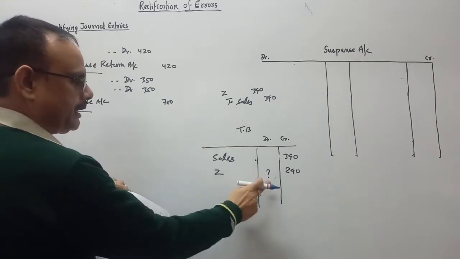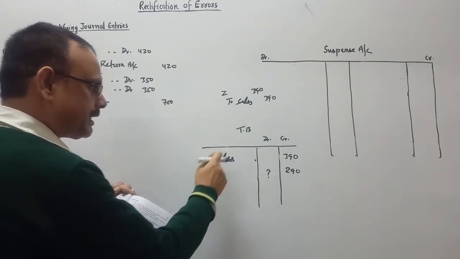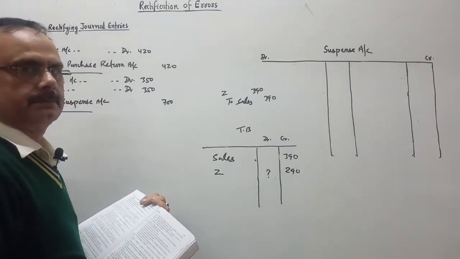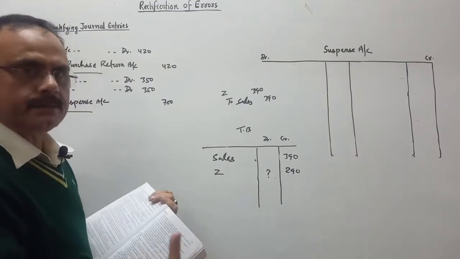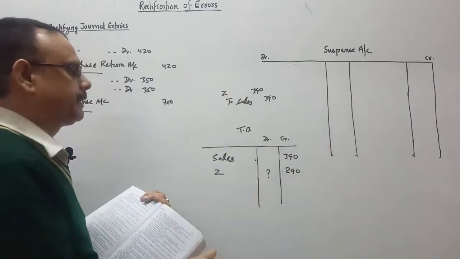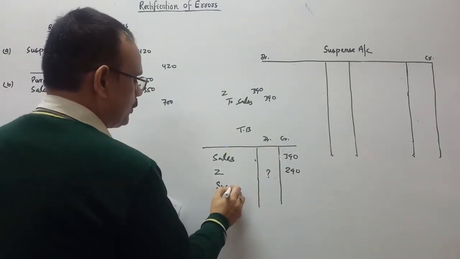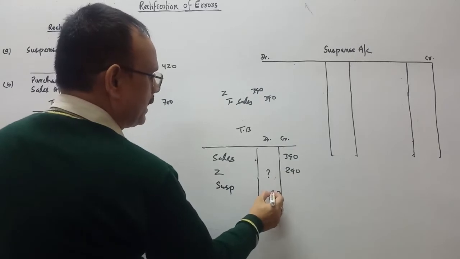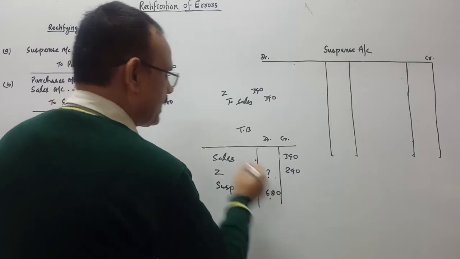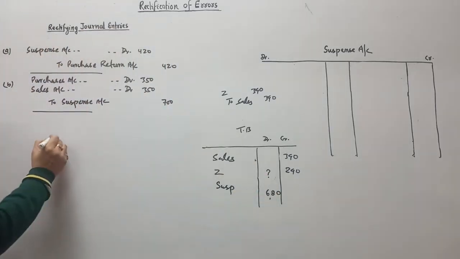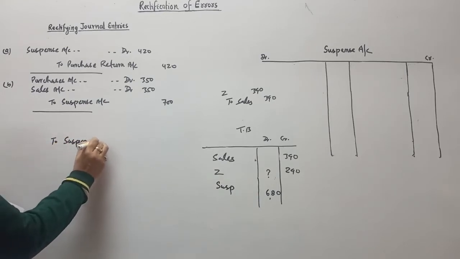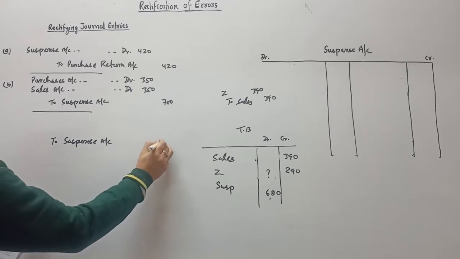Z should be on the debit side, but our accountant has posted it on the credit side and the amount is also wrong. Two mistakes are done. Posting on the wrong side in the Z ledger and, second, the wrong amount is posted. Now because of that, suspense account will open by the total of that, 680. Now we have to cancel the suspense account first. Suspense account will be credited by 680.